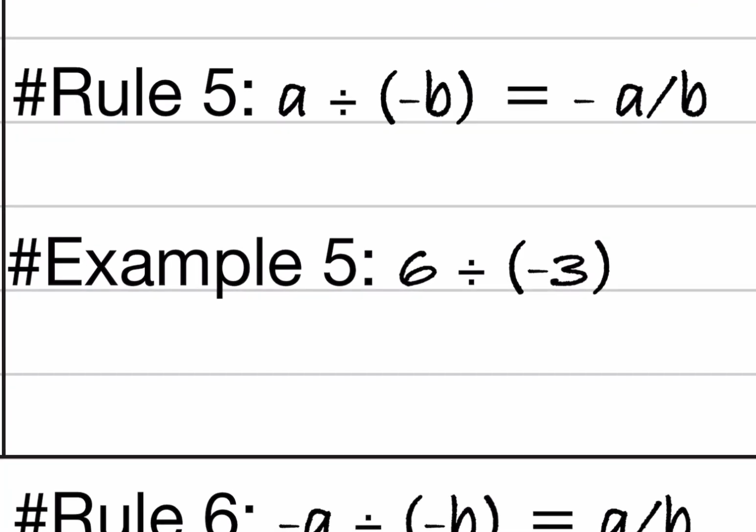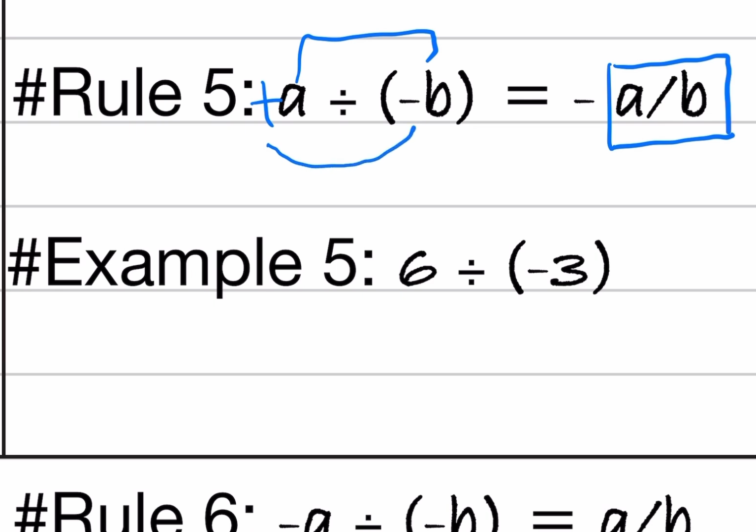Rule number 5. It's pretty simple actually. Let's have a look. A divided by minus B. Well, when you write A divided by B normally, you can write it in this way. And then, if you remember from the previous rule, whenever we multiply there's an invisible plus, and there's minus here. When we multiply the plus and minus, we always get minus.